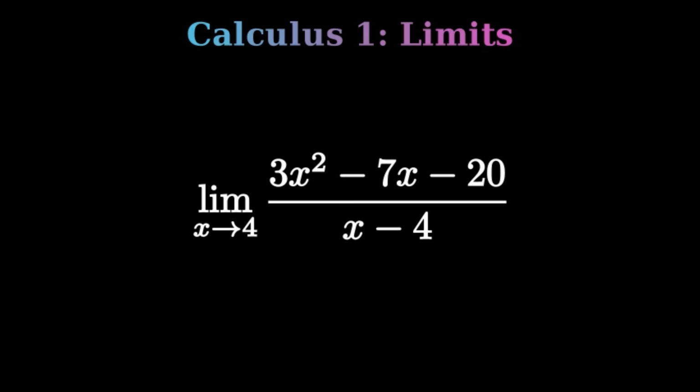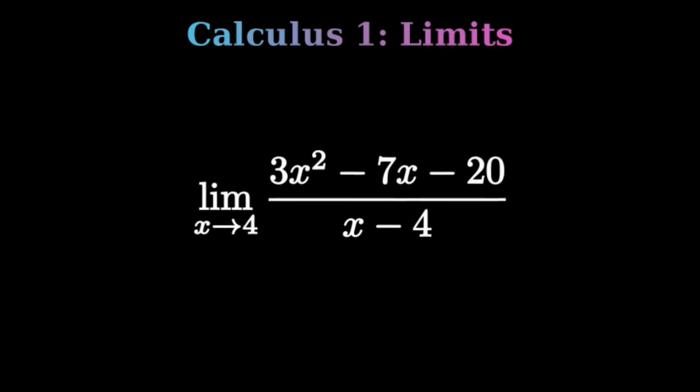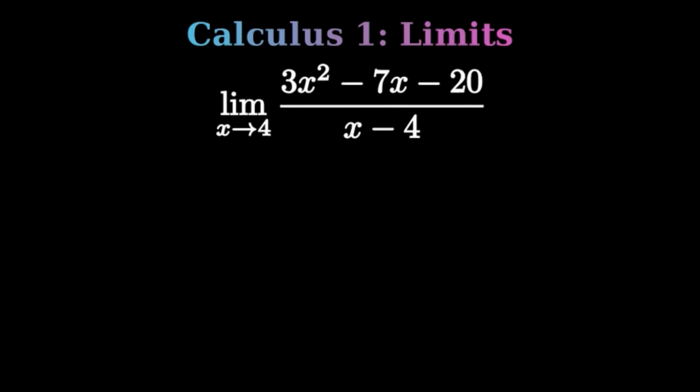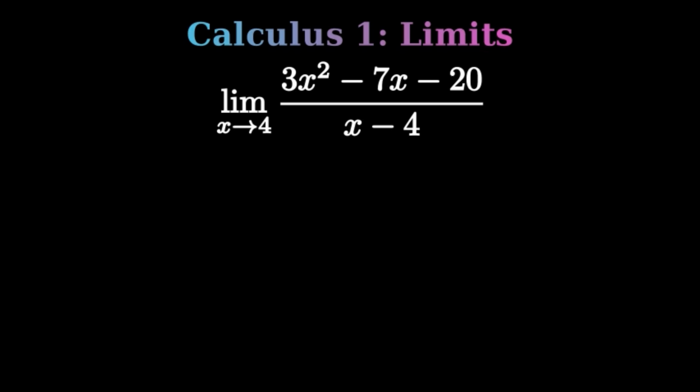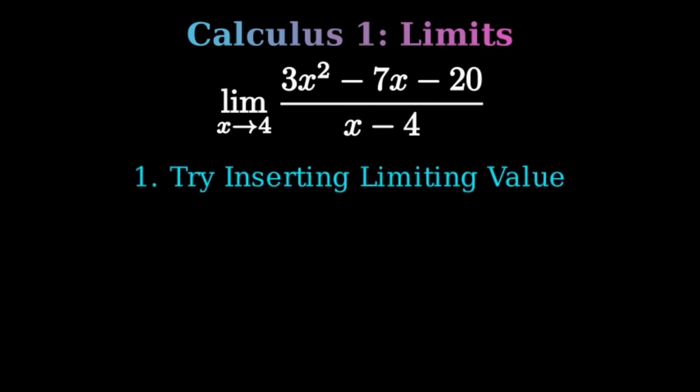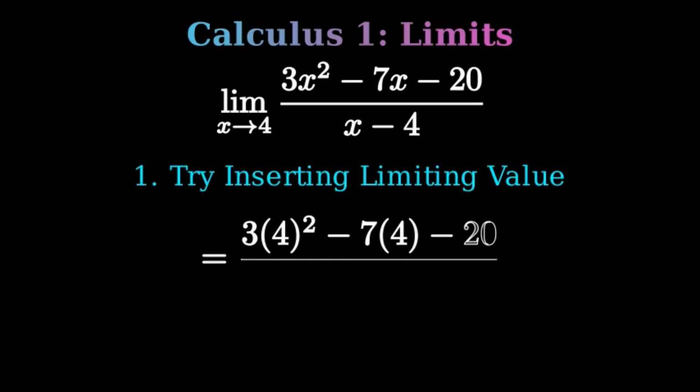Okay, so the first thing you want to do is try to insert the limiting value. Well, the limiting value is that thing under the lim, right next to the x, the 4. So you're going to try to plug that in place of all the 4s that you see and see if we can calculate some kind of numeric value. So if we do that, what is that? 3 times 4 squared minus 7 times 4 minus 20 over 4 minus 4.